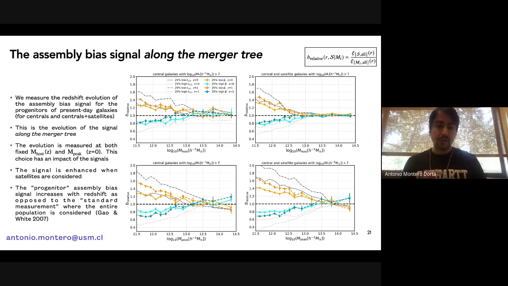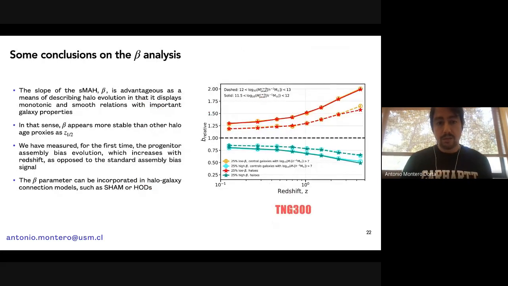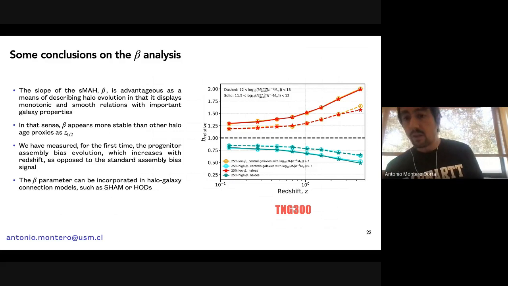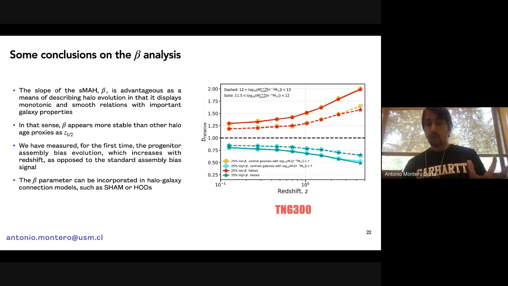So that's another interesting trend that we found. What is it that we're showing here? Yeah, the redshift evolution, but integrated for a particular mass bin. You can see how it increases as a function of redshift. So these are just some highlights.